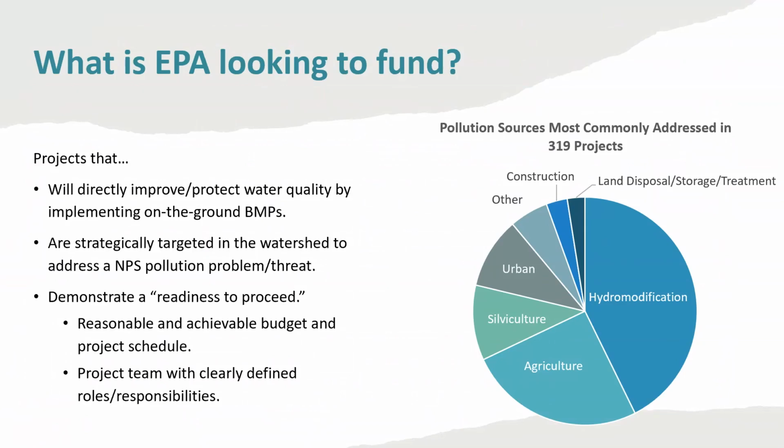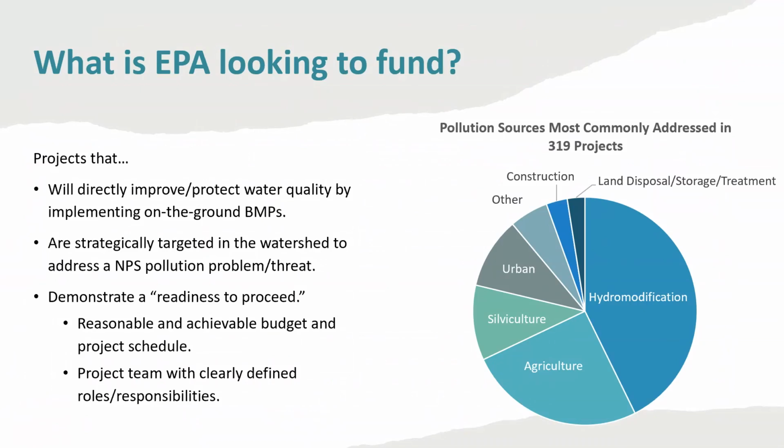And then number 2, we're looking for strategically targeted projects that are going to be addressing identified pollution problems or threats. You should try to make your application show that you've strategically targeted this particular area, have a plan for addressing things on a wider scale throughout your watershed, and connecting it all to some of the critical areas that you've identified in your program documents.